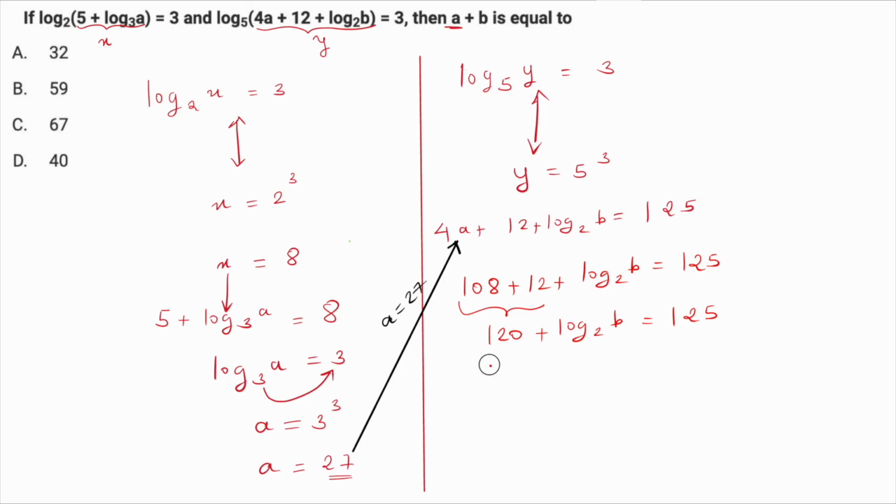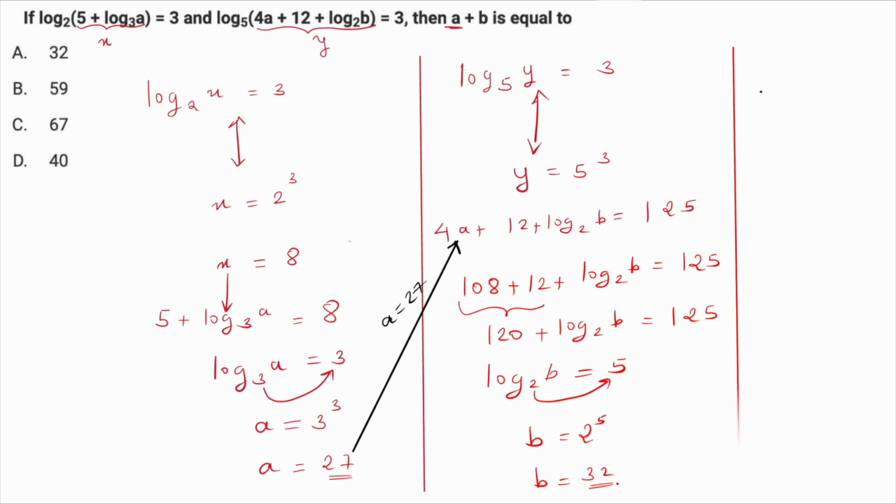Subtracting 120 from both sides, I will get log of b to the base 2 is equal to 125 minus 120, which is 5. Finally, converting this into the indices form, b will be equal to 2 raised to 5, or this finally gives me b is equal to 32. Guys, we are almost there. The question demands the value of a plus b. a we have figured out as 27 and b we have figured out as 32. a plus b is 27 plus 32 and that is 59. Very clearly the answer is our option B, 59.